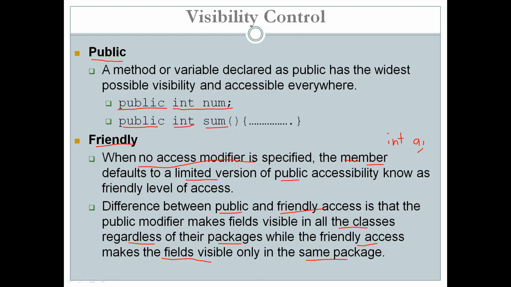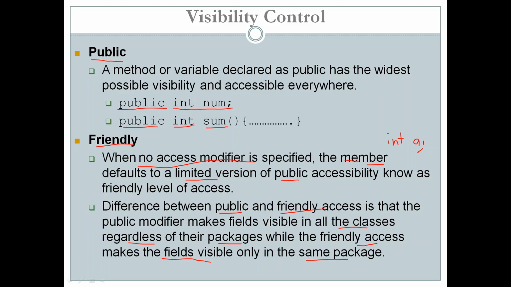So when you declare a variable with friendly access, then those variables can be accessed by a program which is in the same folder. Suppose you have two Java programs, say program 1 and program 2, and both are saved in the same folder. In program 1 you have declared some friendly fields, and in program 2 you want to access those fields, then it is accessible because both programs are in the same folder.